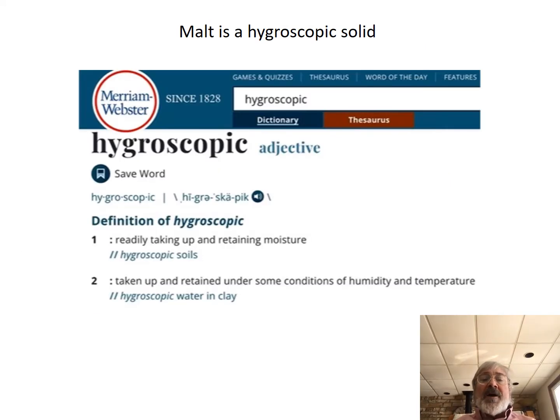So malt is a hygroscopic solid. What that means, the important part of what that means, is that malt is in moisture equilibrium with its environment. That's all there is to it. What that means is that different environmental conditions will cause the malt moisture content to change differently. That's how simple that is.